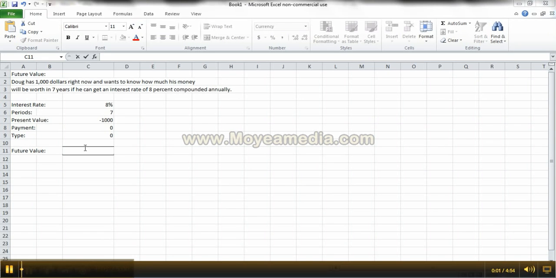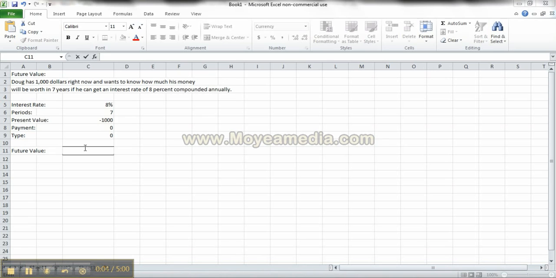Alright, so for today, for our presentation, we're going to have a couple of different functions for you guys to show you. First one will be future value, then we'll have the present value, and then net present value. The definition of the function for future value is it's used to calculate the future value of an investment with periodic constant payments and a constant interest rate.